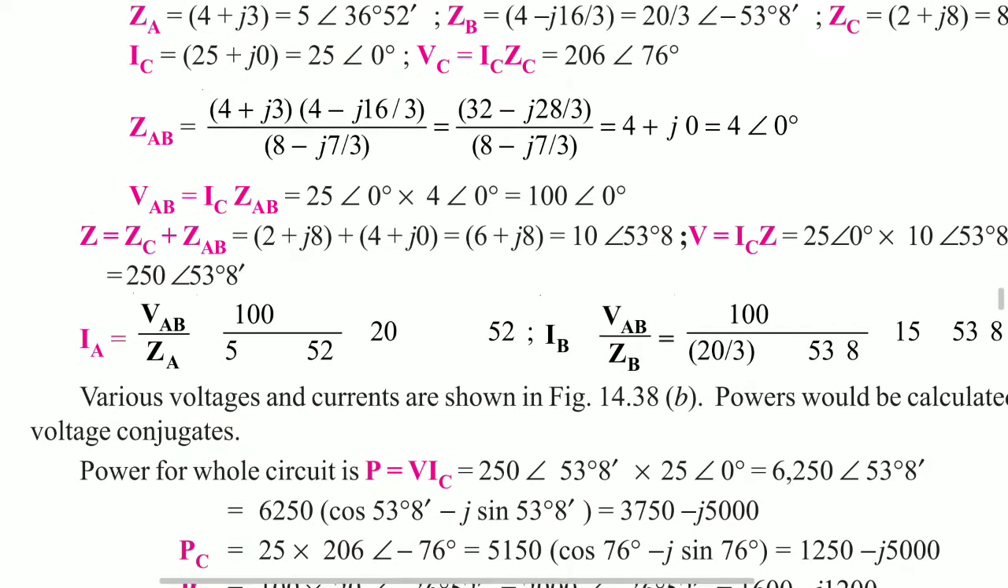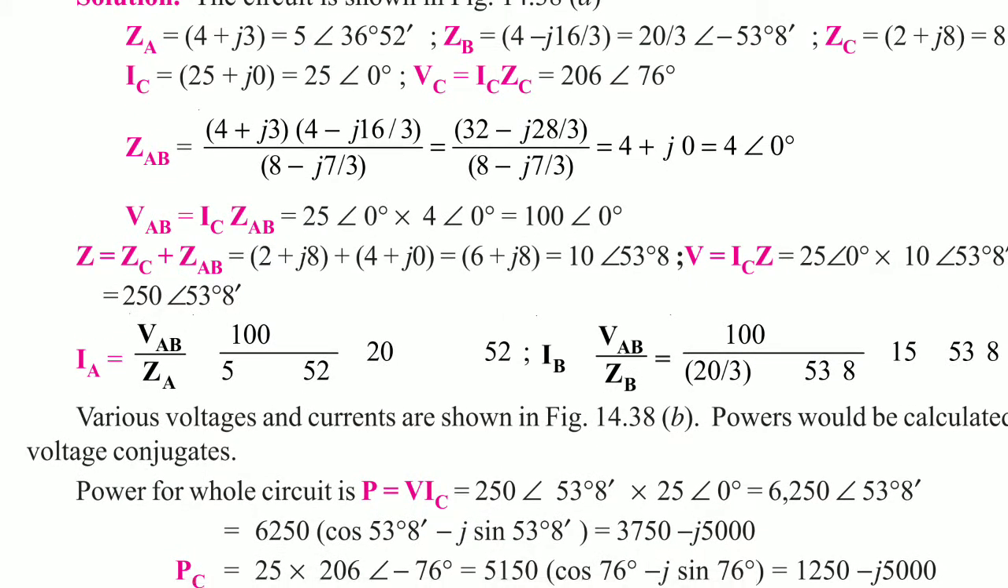Here, what is the ZC value? 2 plus J8. And what is the ZAB? 4 plus J0. So now the total impedance, the resultant of the impedance of the circuit, is 2 plus J8 plus 4 plus J0, that is equal to 6 plus J8. This is the value of total impedance in rectangular. So now in polar we get 10 angle of 53 degrees 8 minutes.